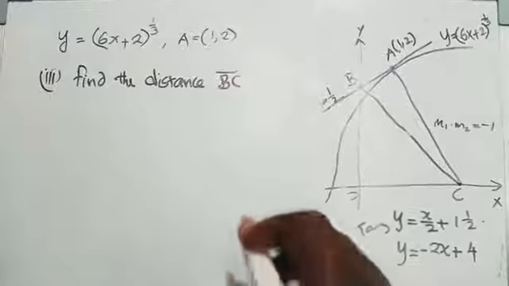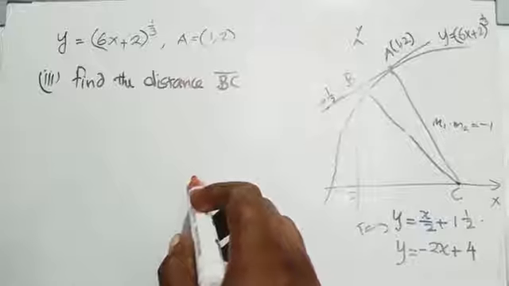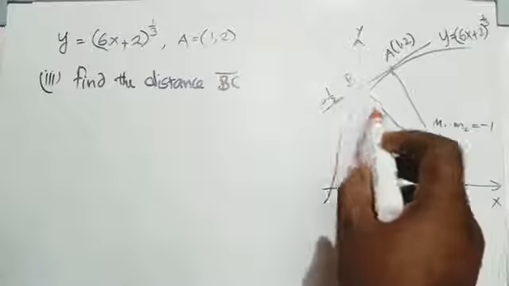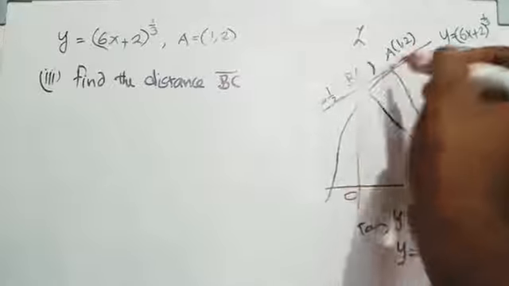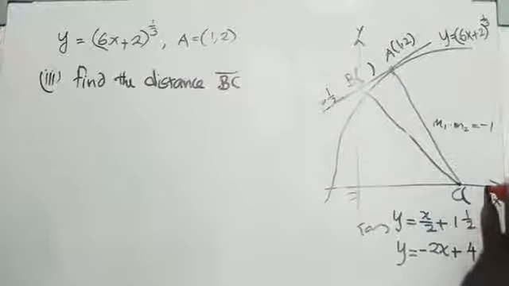Next question is find the distance BC. So to find the distance BC, we must know the coordinates of B and the coordinates of C.